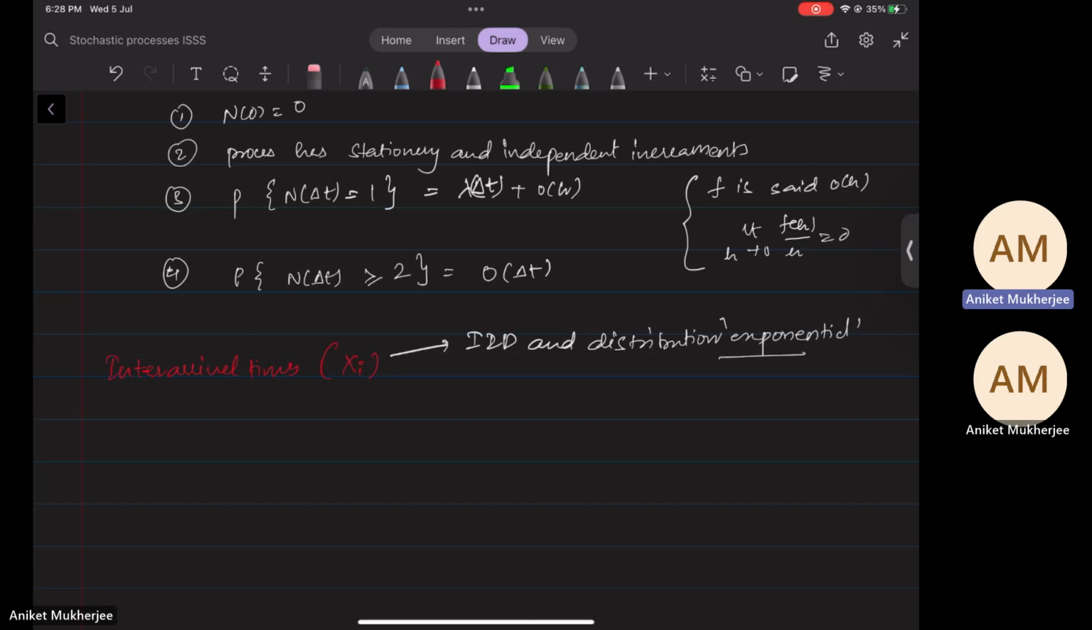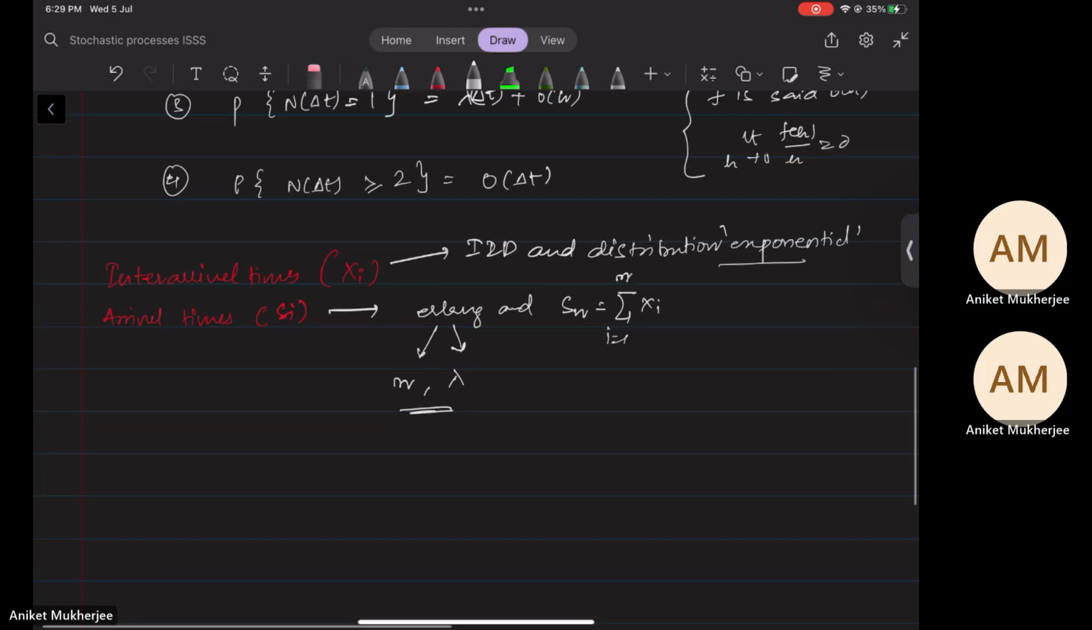Next, we could also model them using arrival times. Arrival times we denoted with Si. This was Erlang, and Sn, the nth arrival time, was given by the summation i equal to 1 to n of xi. And these had two parameters, n and lambda, where n was the shape parameter and lambda was the rate parameter. We found the distributions of both.